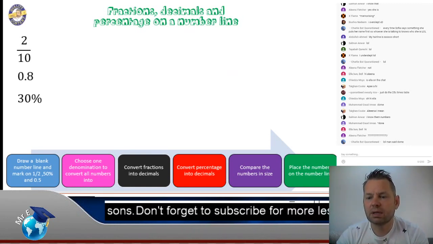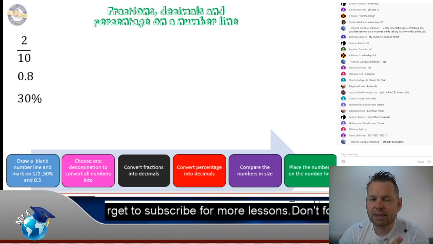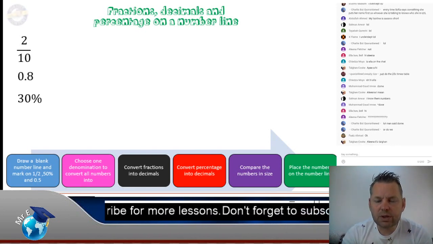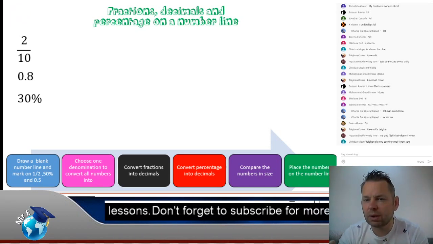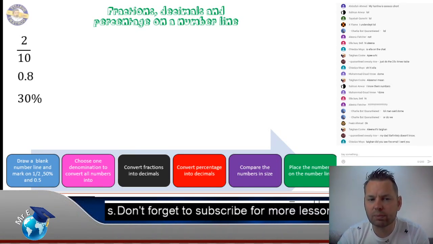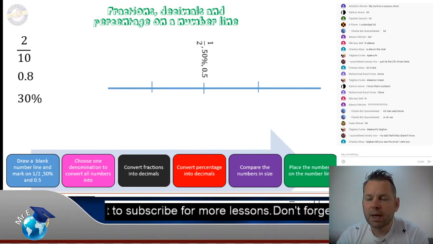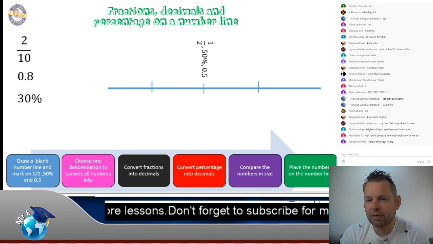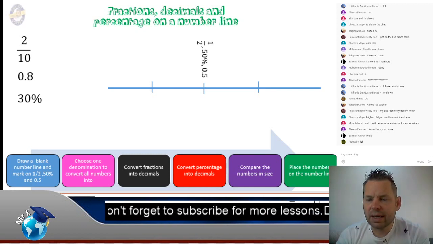Let's look at three different numbers. We have 2/10, 0.8, and 30%. Now, the first thing that you're going to do is draw a number line. So you can do this along with me. You can watch me do it, and then you can have a go and do it later. But your first thing is to draw a number line, and on that number line, you're going to break it into sections. Now, the first section is going to be a half.